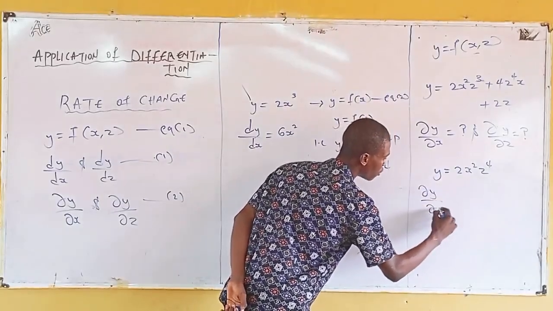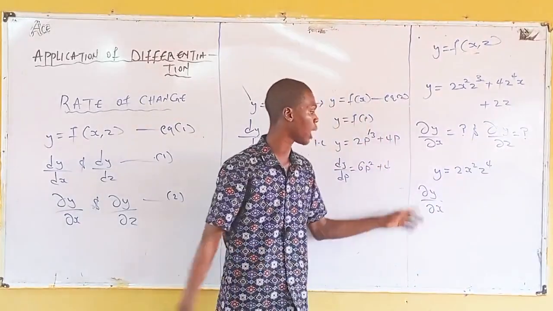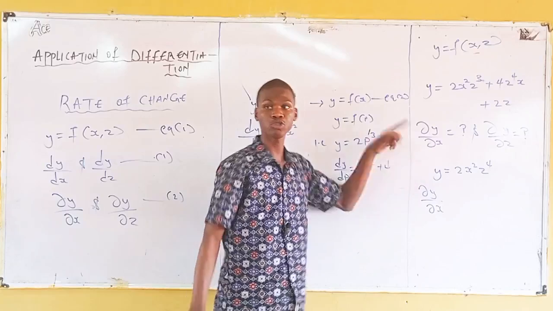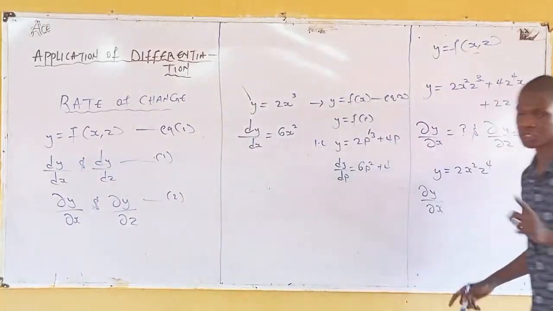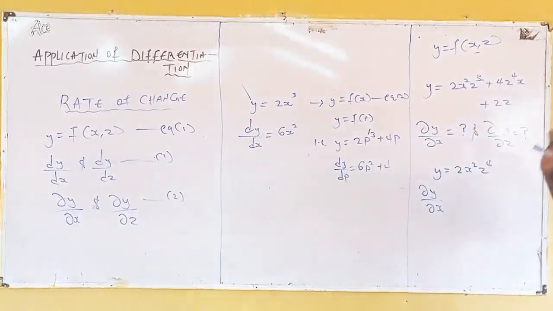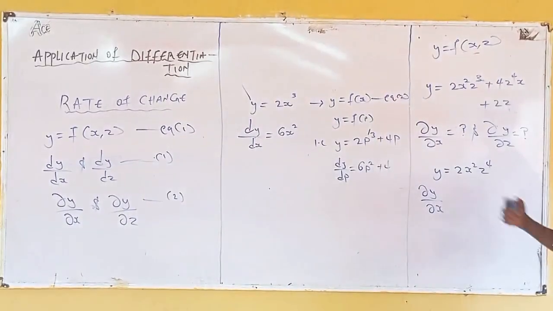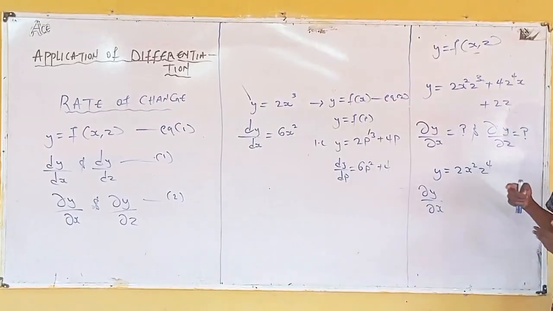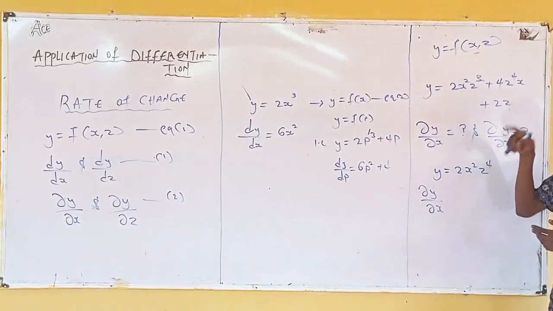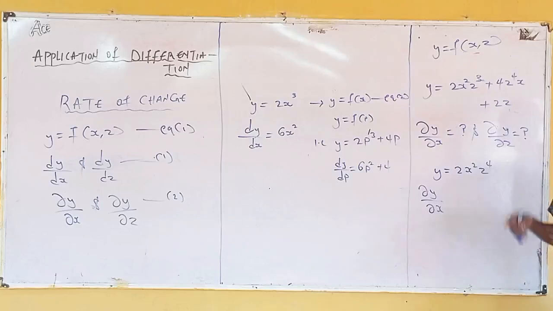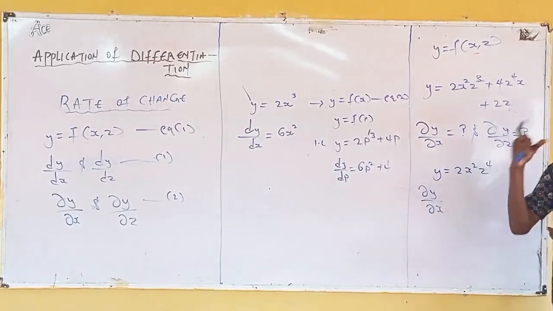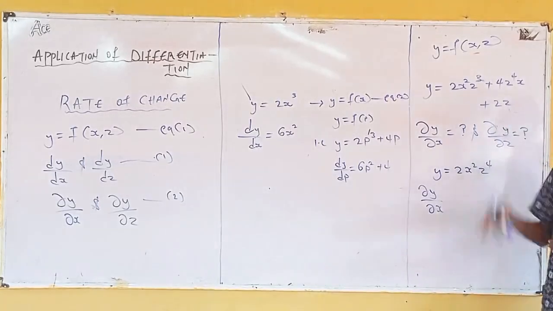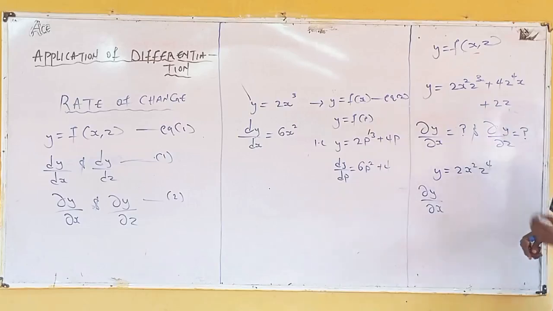Now let's differentiate for the first one. dy over dx, and not just dy over dx. I believe you know what this means: the partial derivative of y with respect to x. You really want to solve this using the idea of normal differentiation. Observe, your x function is x raised to power 2, and your z function is z raised to power 4. Since you are differentiating y with respect to x, your interest should be the x function, which is x squared.